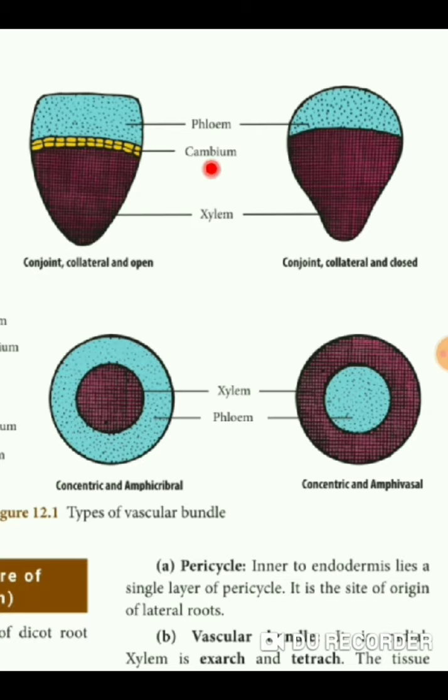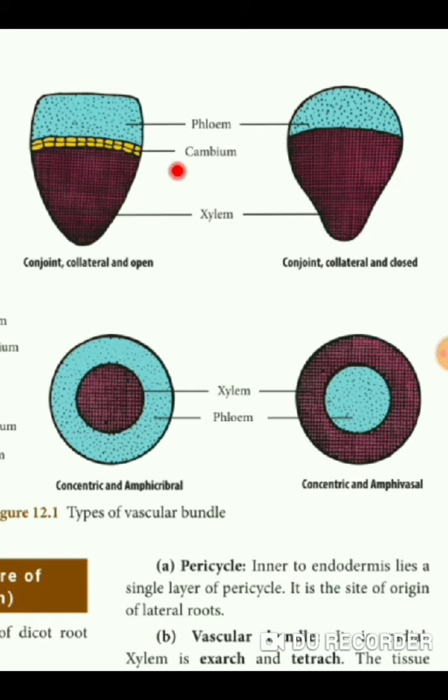So if cambium is present, the particular part will be thicker, and if it is absent, it will not be thicker. So based on this cambium, you can classify these collateral type of vascular bundles into open and closed type. In open type, the cambium is present, whereas in closed type, cambium is absent. So the open type can be seen in dicot stem.